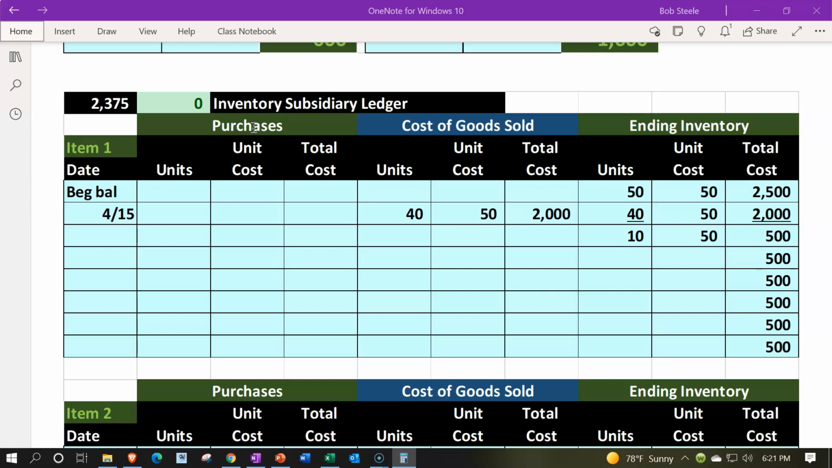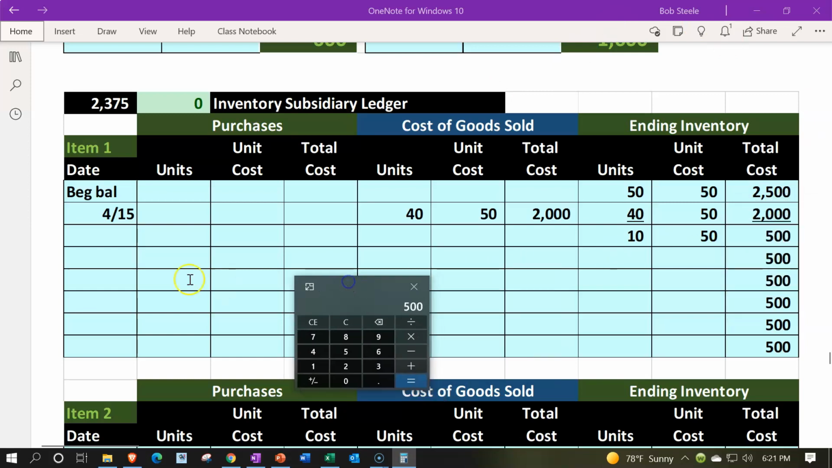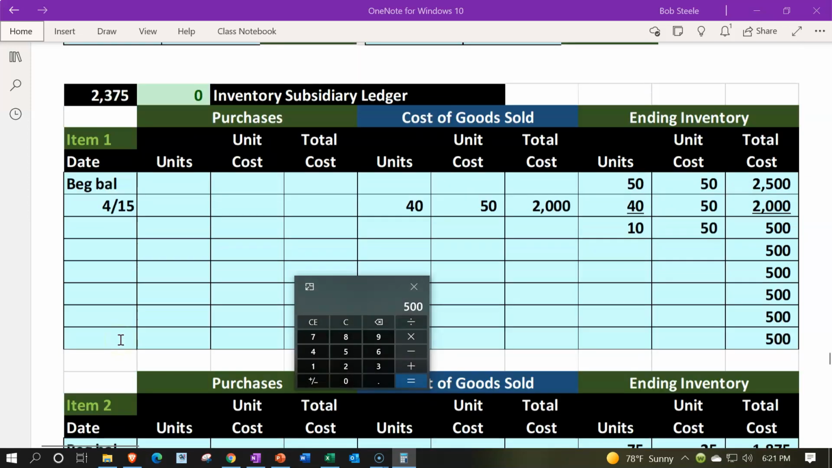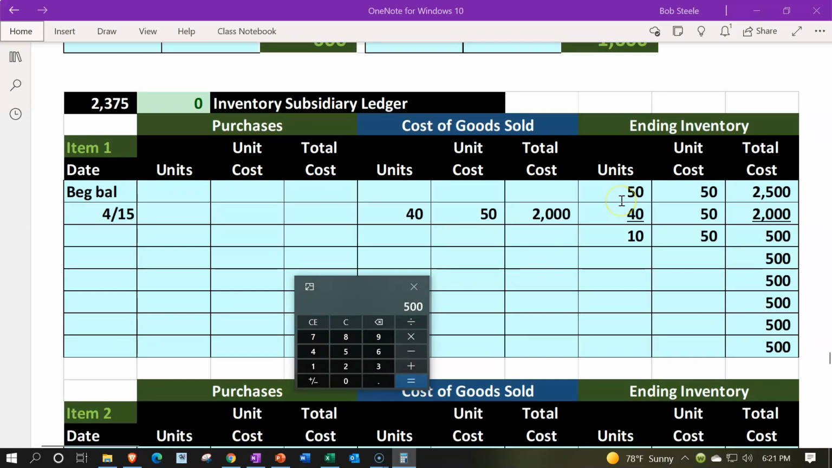QuickBooks Desktop defaults to generally the weighted average method, but the idea is simply that you've got to track the units of inventory as well. We're assuming here two kinds of inventory, Unit 1 and Unit 2, two different things that we sell. This is the first kind that we sold this time.